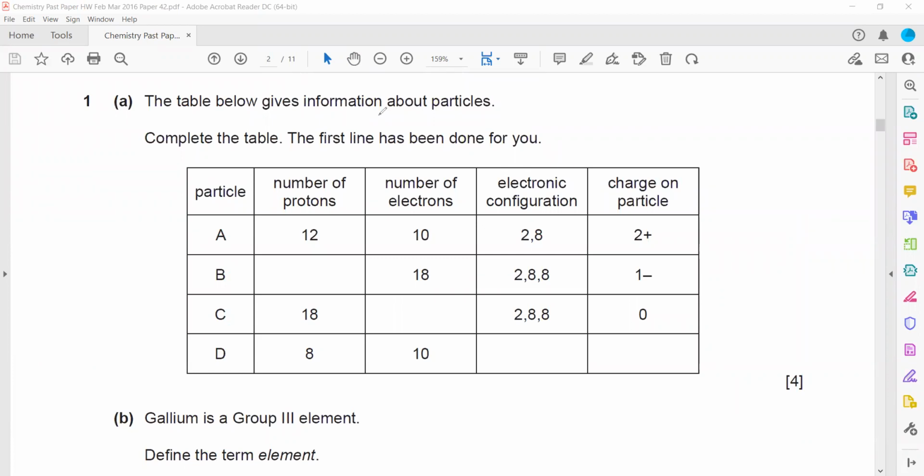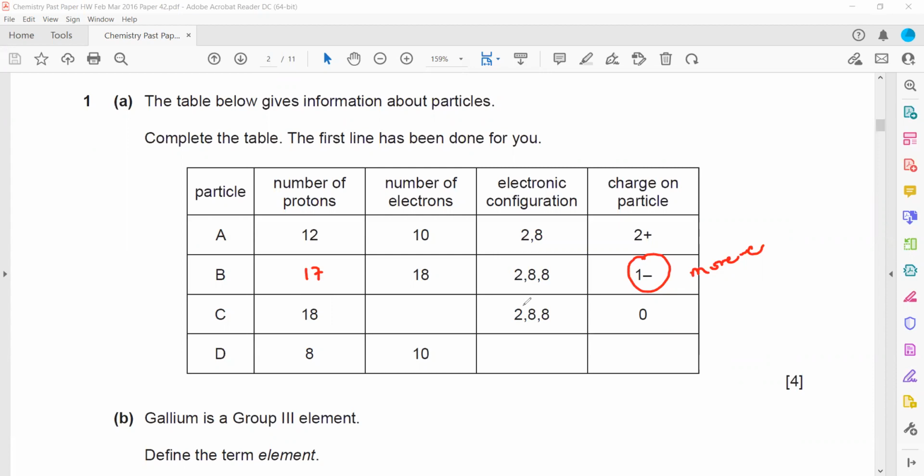How many protons should be there? 17. Because the charge is negative, it means that electrons are more. If the charge is 1 negative, or -1, or 1 minus, it means 1 electron is extra. This one is neutral, so when a particle is neutral, it means it has an equal number of protons and electrons, so it will be 18.